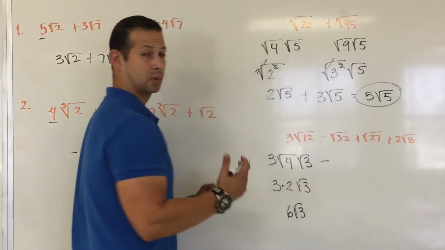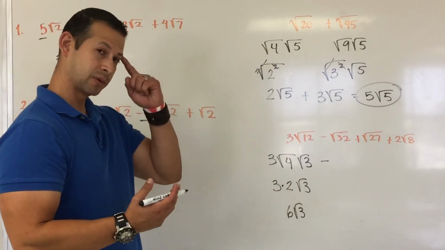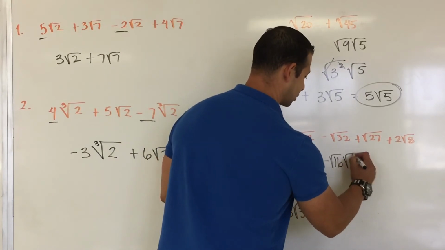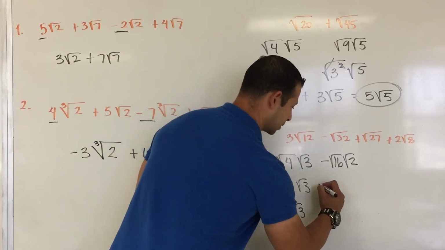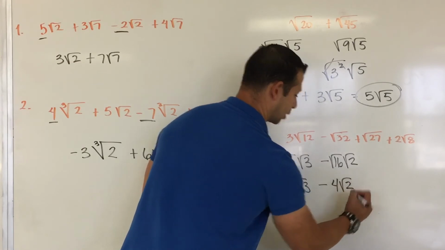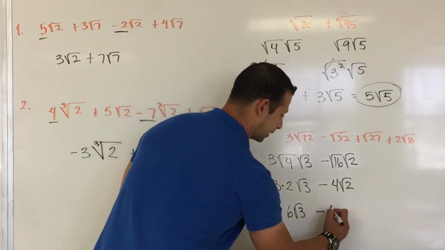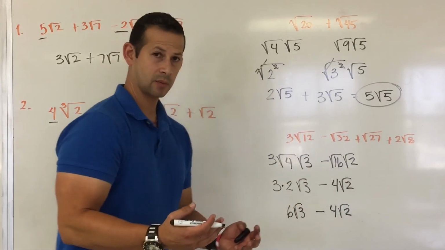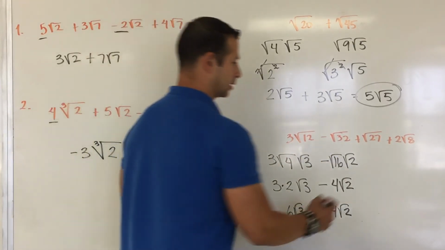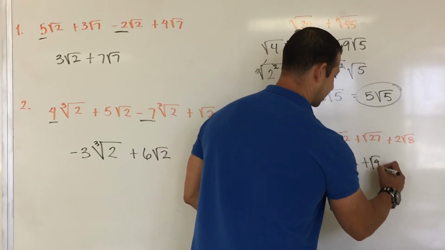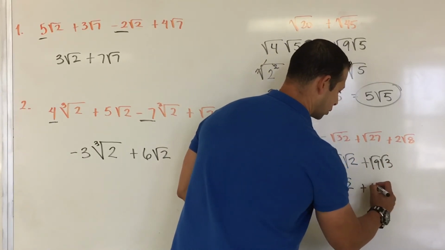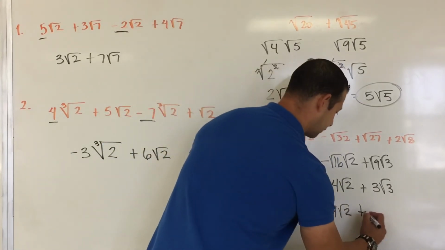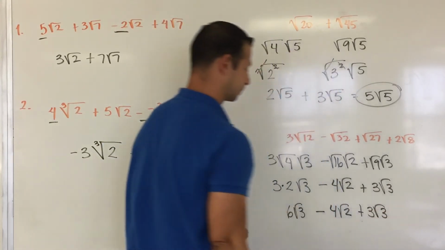Next, the square root of 32. What can we break down 32 into? Think perfect square, 16 times 2. So square root of 16 times square root of 2 becomes 4 square root of 2. So we bring that guy down, 4 radical 2. 27, what can we break that one down into? 9 times 3. Think perfect squares. Square root of 9 times the square root of 3. Square root of 9 is 3. So now we have 3 radical 3.